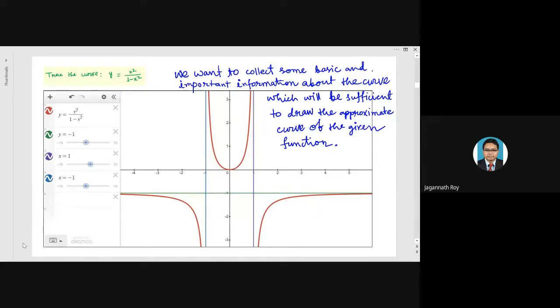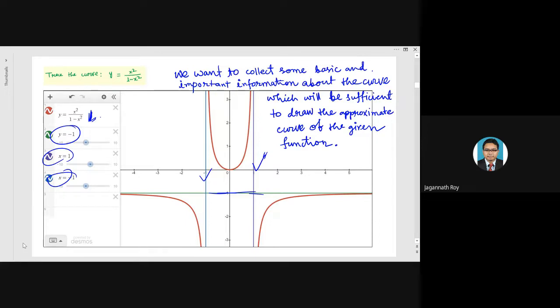So for any other graph, y equals x square over 1 minus x square, we'll have this kind of graph. Then if you put y equals to -1, so this one is an asymptote, and then if you put x equals to 1, this is another asymptote, x equals to -1 another asymptote to the curve.